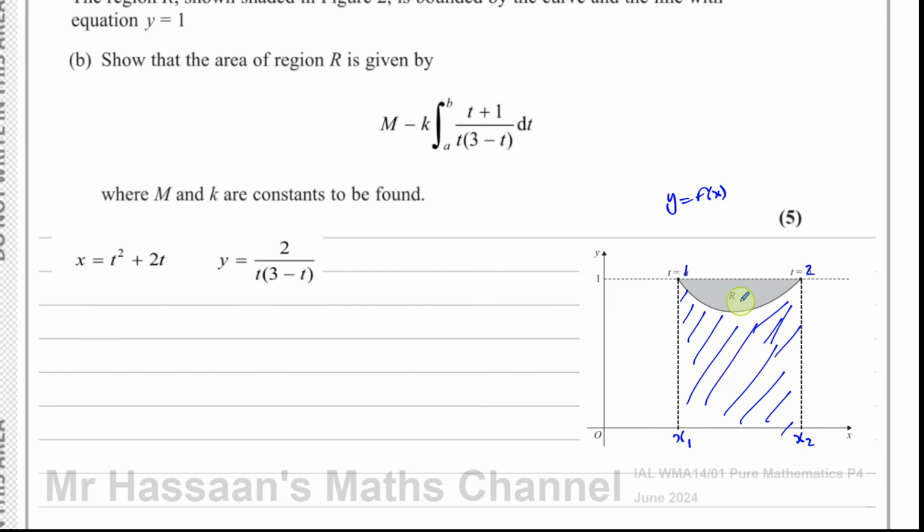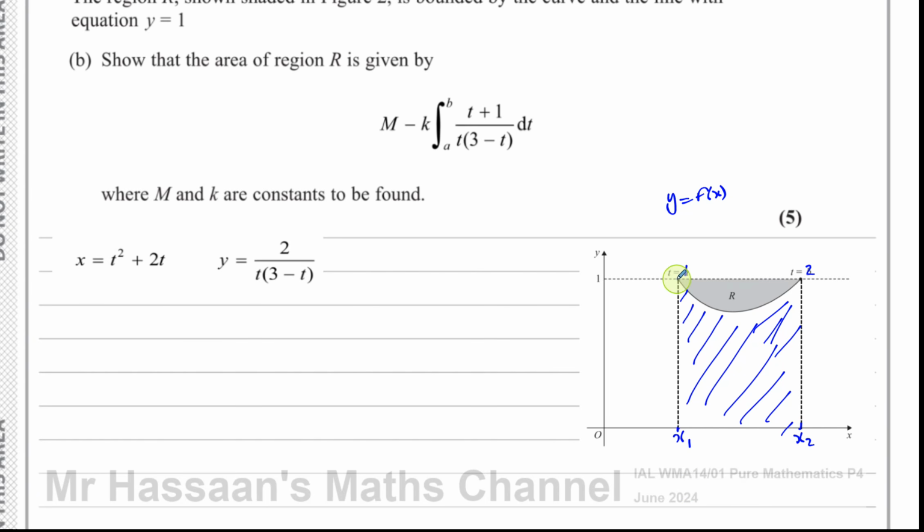Okay, well, we want the area above it. So if we find the area of this rectangle and take away the area under the curve, we will get the area of R. Okay, so to do that, we need to find the x value at this point and the x value at this point.